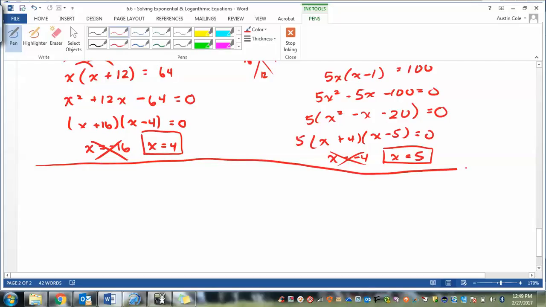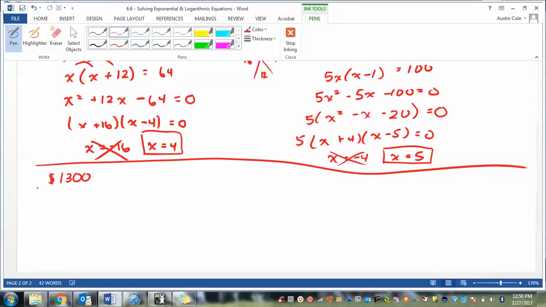I'm going to talk about an idea. Let's say that we put $1,300 into a savings account. We're going to put it in there for, let's say, we don't know how long, but I know that when I'm done, I want to double my money. So I'm going to put $1,300 into a savings account, and I want to know how long it's going to take me to double my money.